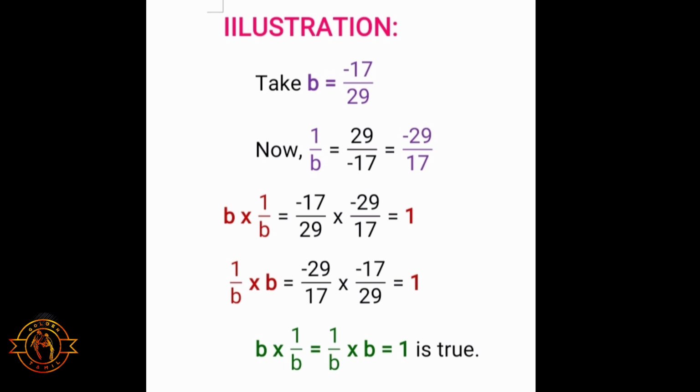What is 1 by b into b? Minus 29 divided by 17 into minus 17 divided by 29, which is also equal to 1. And hence from this what we can say? b into 1 by b, which is equal to 1 by b into b, which is equal to 1. Hence it is true for rational numbers.